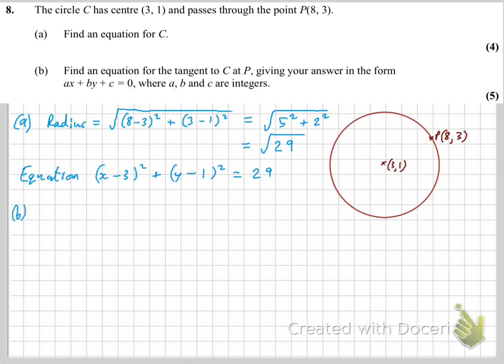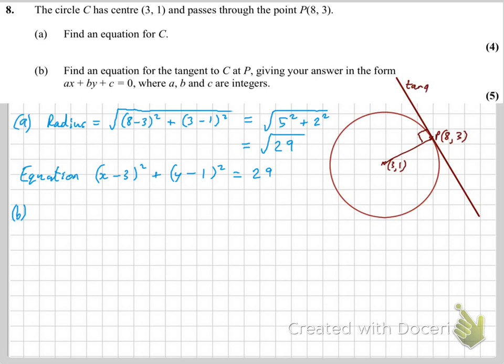Now part B requires us to think about a tangent to C at P. Right, add this to the diagram because it helps you to think about what we need. So I've drawn the tangent on. I've also drawn the radius on and noted that the angle between the radius and the tangent will be a right angle. We need that fact.